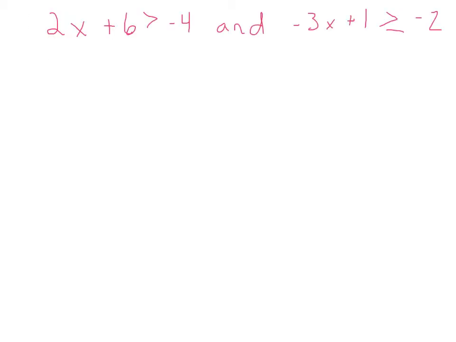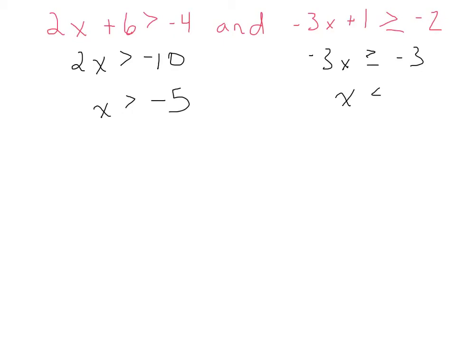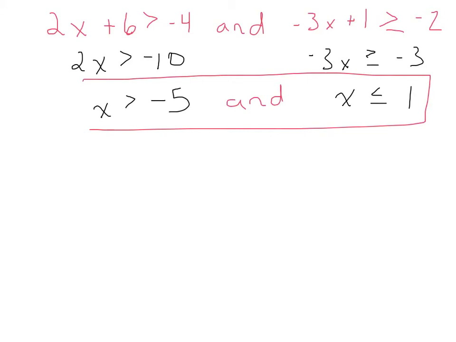So let's try another of these compound inequalities, but this time we're going to have to solve them first. Well, solving them is really the easy part. I'm going to subtract 6, so I get 2x is greater than -10, divide by 2, x is greater than -5. On the right hand side, I'm going to subtract 1, so -3x is greater than or equal to -3, divide by -3, remember to flip my inequality sign, so x is less than or equal to 1. And I need to remember that these two inequalities are linked with the term "and."